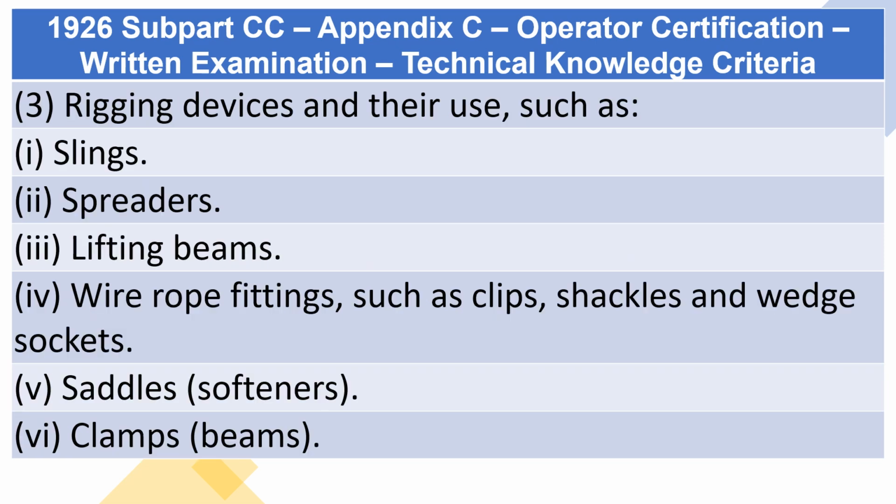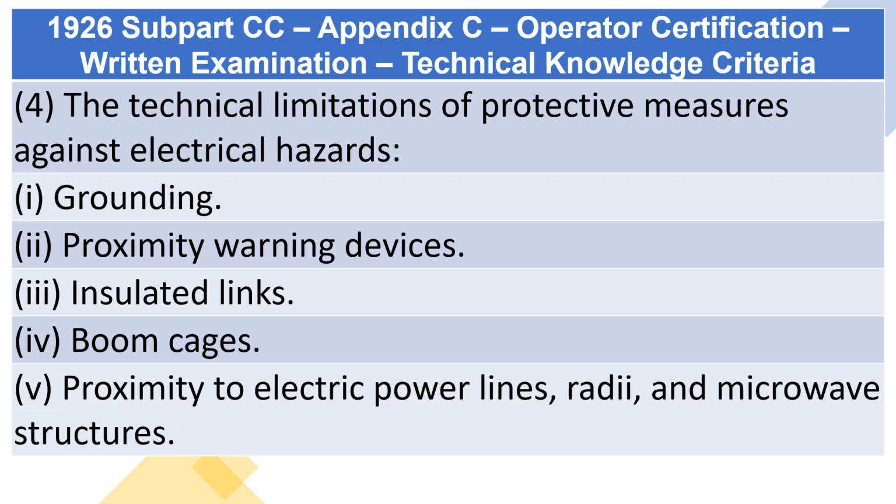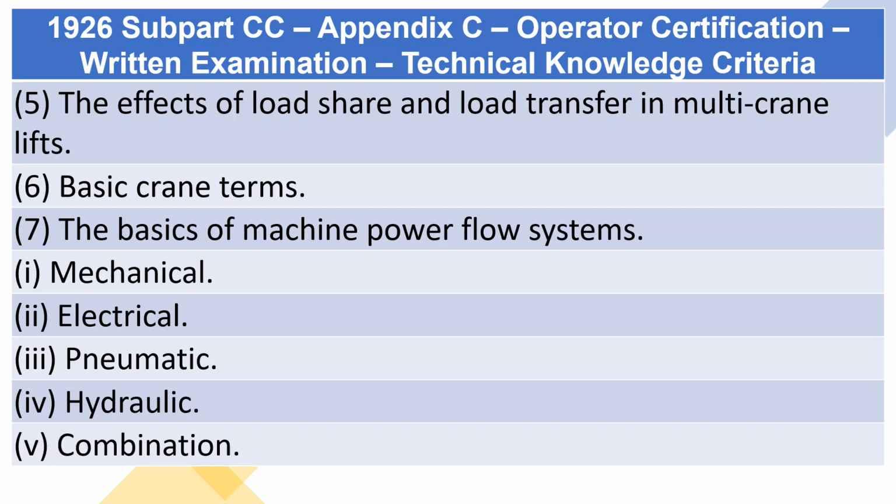3. Rigging devices and their use, such as 1 through 6: slings, spreaders, lifting beams, wire rope fittings, such as clips, shackles, and wedge sockets, saddles, softeners, clamps, beams. 4. The technical limitations of protective measures against electrical hazards. 1 through 5: grounding, proximity warning devices, insulated links, boom cages, proximity to electric power lines, radii, and microwave structures. 5. The effects of load share and load transfer in multi-crane lifts.